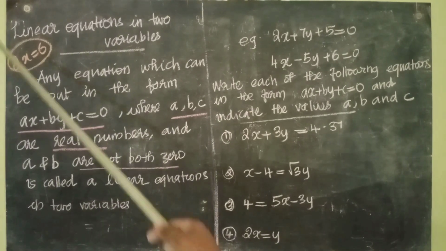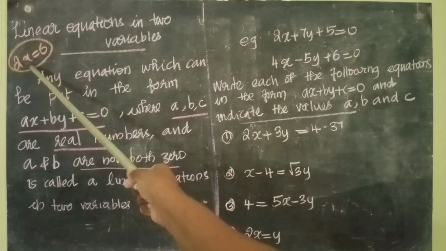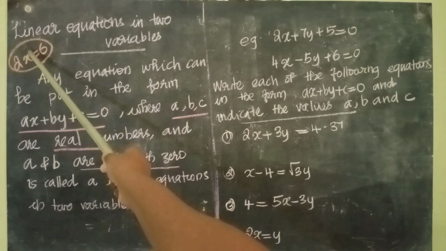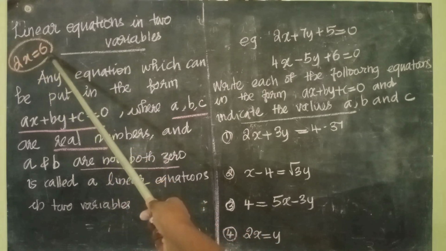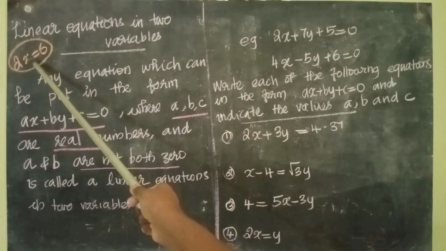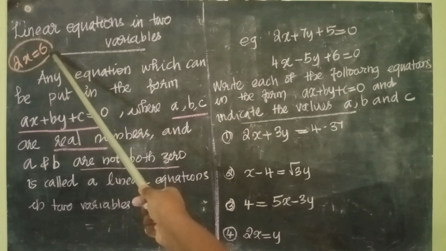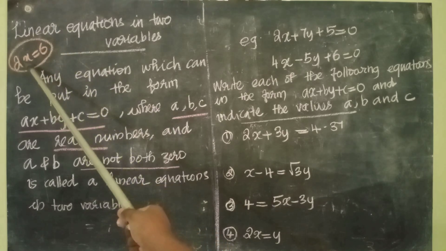Here I have written one equation, 2x equal to 6. This is a linear equation because x is the variable here. The power of the variable here is 1. So this is a linear equation. The value of x here is 3 because 2 into 3 equal to 6. So this is the linear equation in one variable.